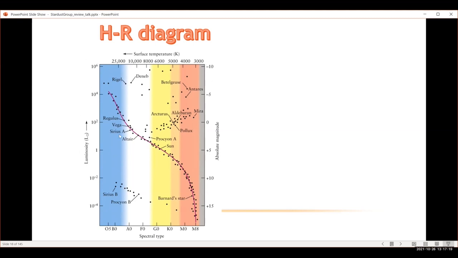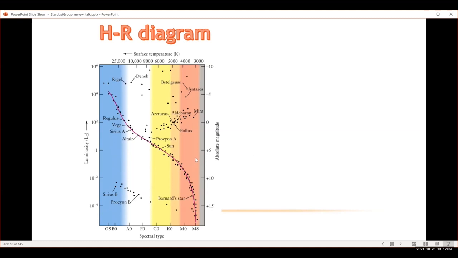The other thing you'll notice is that this is a log scale. It's not linear. So it's going up by 100, another 100, another 100 times. And here it's not a nice linear scale. It's getting bigger with each step. So this is the Hertzsprung-Russell diagram.